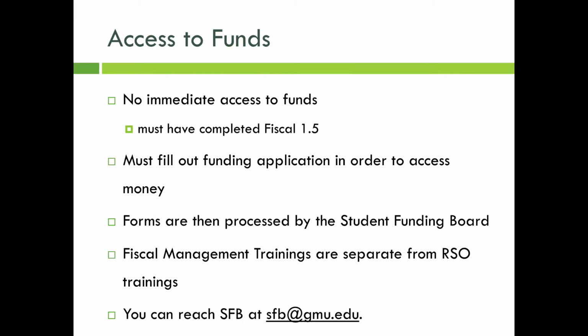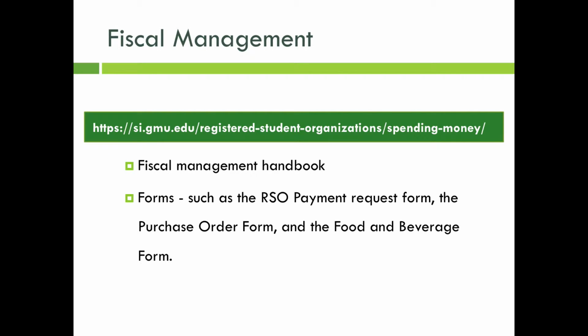SFB facilitates the fiscal management trainings, which are separate from the RSO trainings. You can reach them at sfb@gmu.edu. Information regarding fiscal management can be found on the RSO page of the Student Involvement site. Here you can find the Fiscal Management Handbook and possible forms you may need to fill out, such as the RSO Payment Request Form, the Purchase Order Form, the Food and Beverage Form, and other contracting forms.